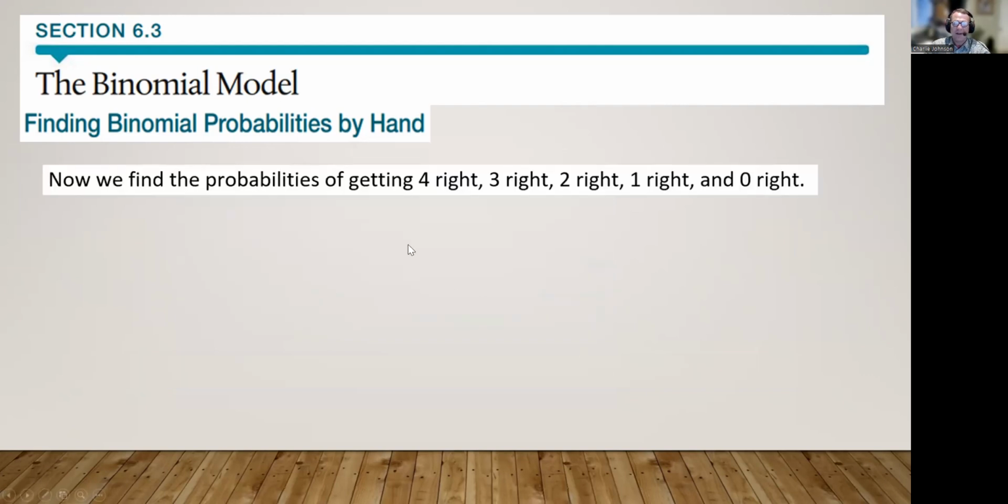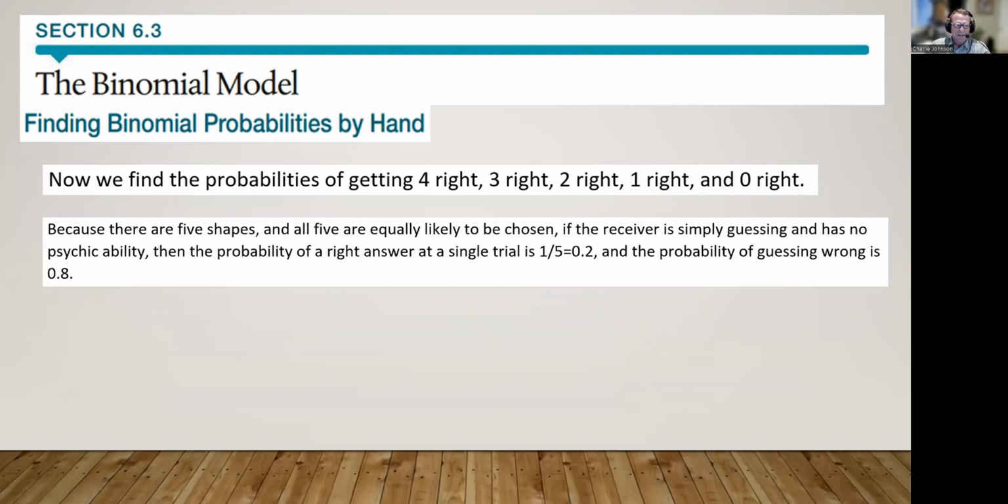So now we're going to find the probabilities of getting 4 right. Then we'll look at the probability of getting 3 right, and then 2 right, and then 1 right, and then 0 right. And we'll be able to create the distribution of these probabilities. Because there are 5 shapes, and all 5 are equally likely to be chosen, if the receiver is simply guessing and has no psychic ability, then the probability of a right answer on a single trial is going to be 1 out of 5, which is 0.2. And then the probability of guessing wrong is much higher, 4 out of 5, which is 0.8.